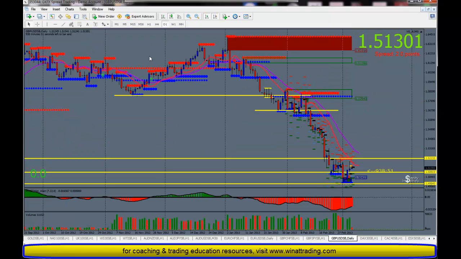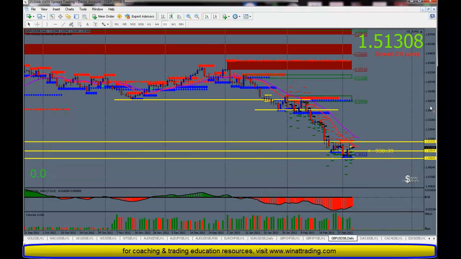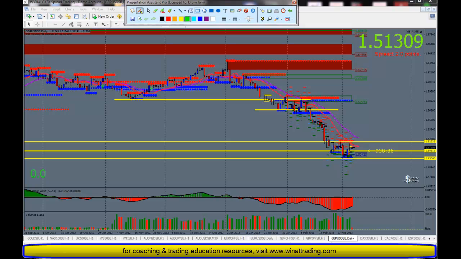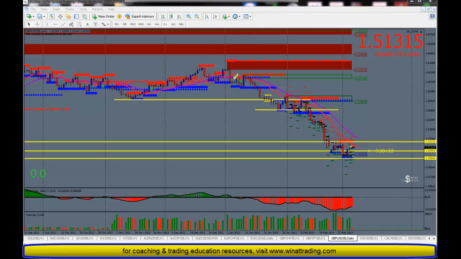On the dailies, could be ready for a pullback, and before it resumes maybe an uptrend, or maybe this is just a pullback in the downtrend that this has been experiencing for quite some time now. Since January, quite a long downtrend there, as you can see. Okay, so anything else that's interesting on the forex side?